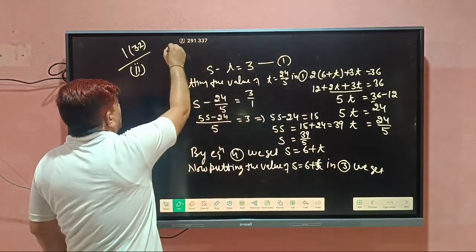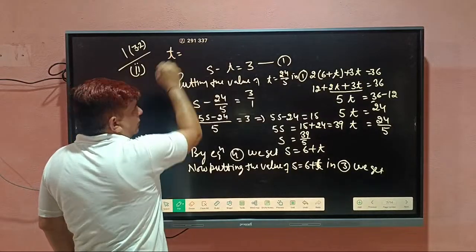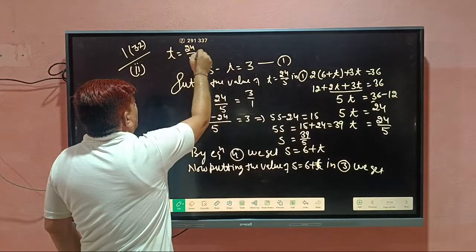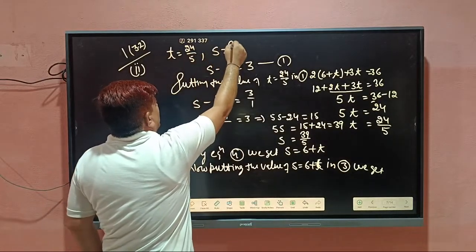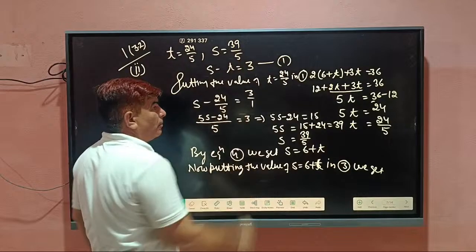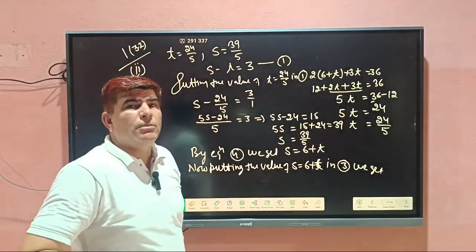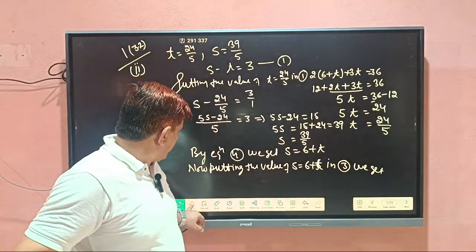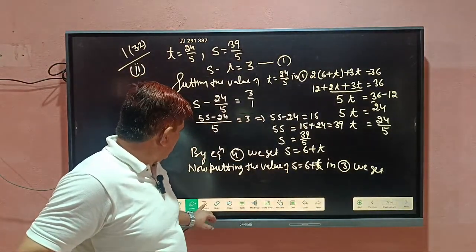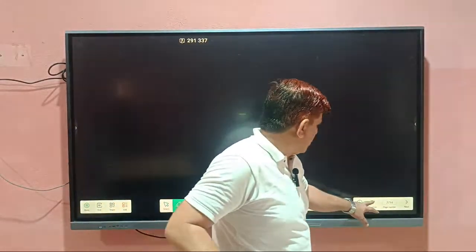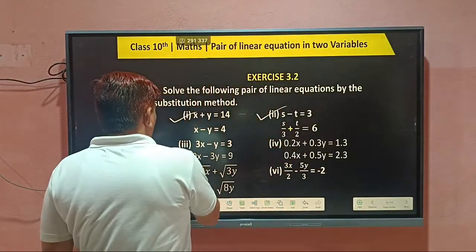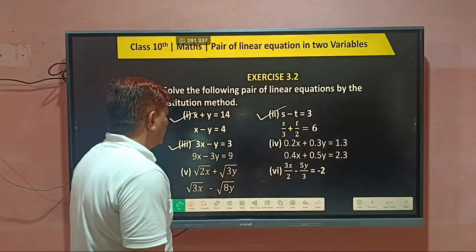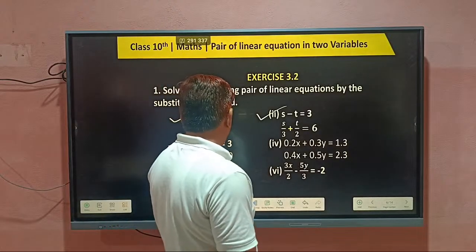So what's the value of t here? T value 24 by 5. What's the value of s? 39 by 5. By which method? Substitution method. Next is what? Next part of it, I mean the third part. Third part means this part.